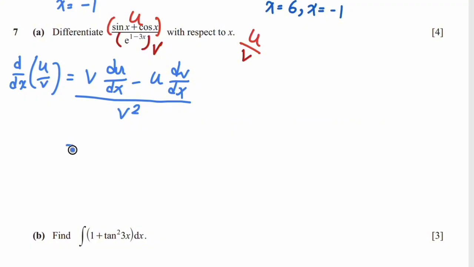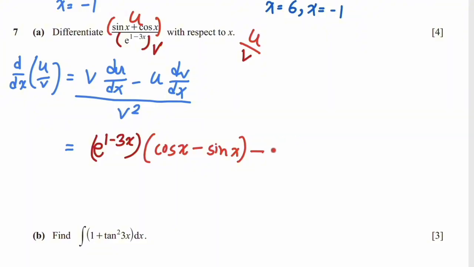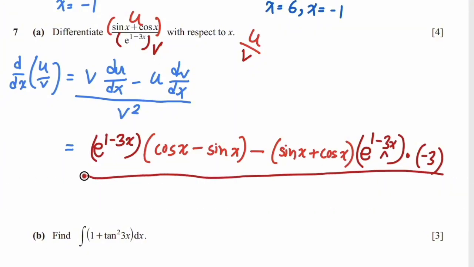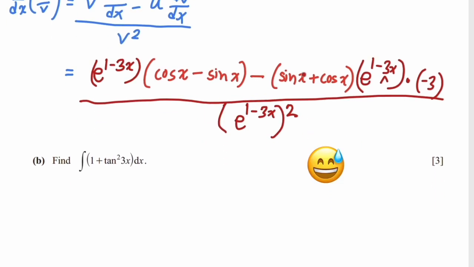So let's substitute the values. This is v, e to the 1 minus 3x, times the differentiation of u. The sine x becomes cosine x and the cosine x becomes minus sine x. That is just simple differentiation, and then we just copy u and then we differentiate v, that is this times the coefficient of x, that is minus 3, and all over v squared, that is e to the 1 minus 3x whole squared. Now I'm not gonna simplify all of this, bro. This is enough for 4 marks, I hope.